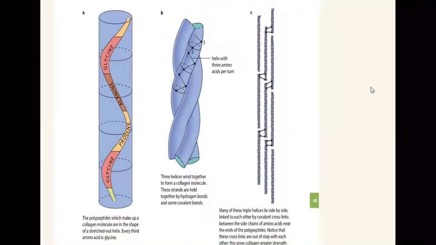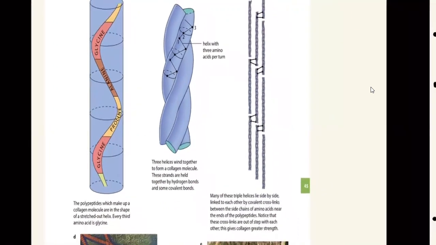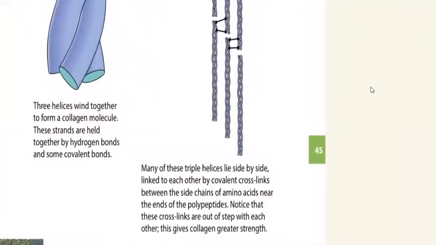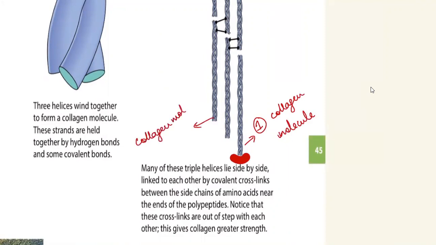ये तो आपको इन्होंने दिखाया, one collagen molecule. अब क्या हो सकता है? बहुत सारे कोलेजन मॉलिक्यूल्स भी एक दूसरे के साथ पैरेलल रह सकते हैं. So what's written over here? Many. I'm now zooming into this. Try to understand this. One collagen molecule. Another collagen molecule. And another collagen molecule.